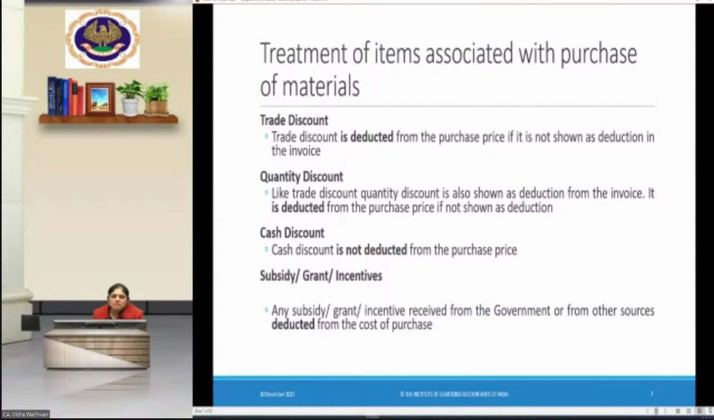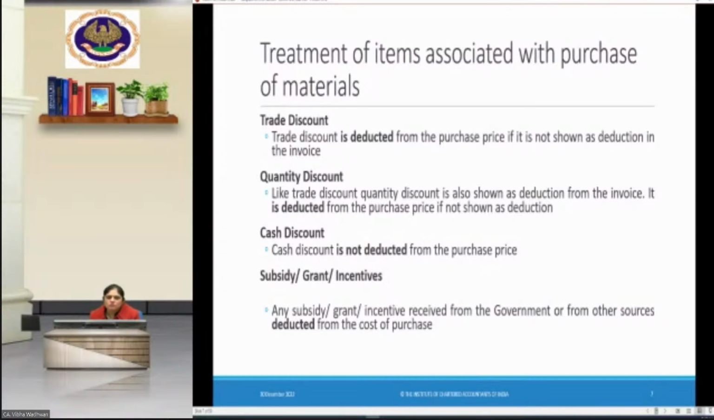Discount received is not deducted from purchases. So cash discount is not deducted from the purchase price. It is considered a financial charge or finance expense. Clear? So cash discount, you keep it away from the purchase price. Subsidy, grant or incentive: any subsidy, grant or incentive received from the government or from other sources is deducted from the cost of purchase. So this will be deducted.